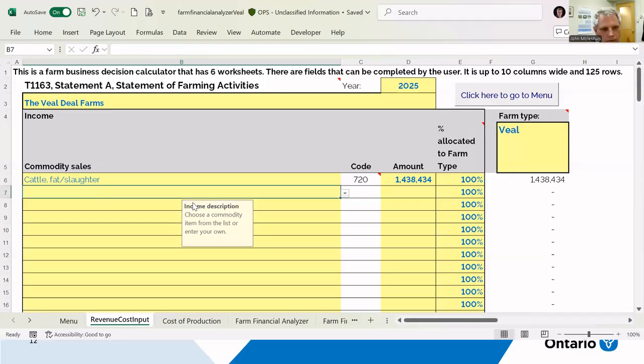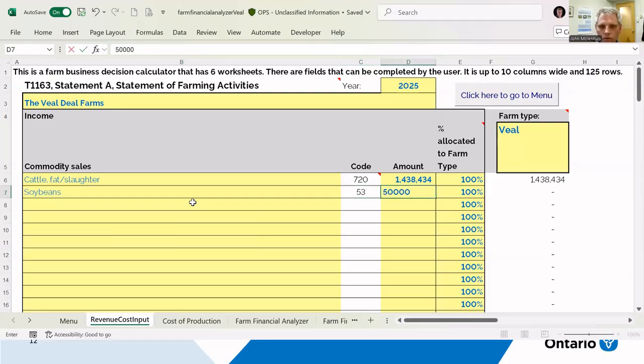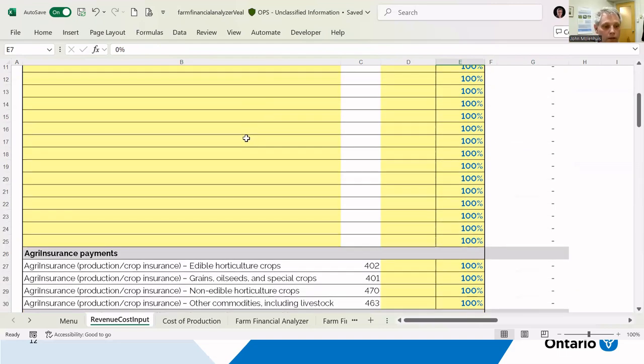So a couple of different ways you can start entering those. If you, for example, also grew some soybeans, $50,000 of soybeans, but none of it was for the veal operation. This is where you're going to start doing the allocations. This is all the veal operation, so 100% of that goes to the veal, but none of the soybean sales are going to go to the veal operation. So you just put 0% there. So you do all of that for all the commodities that you have in here.